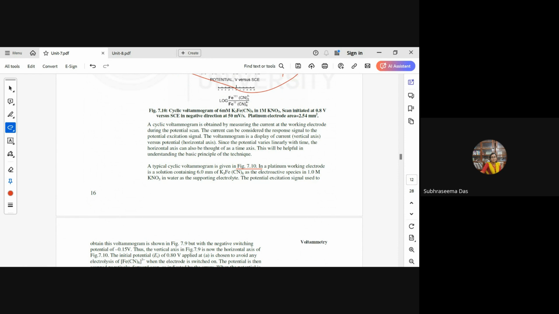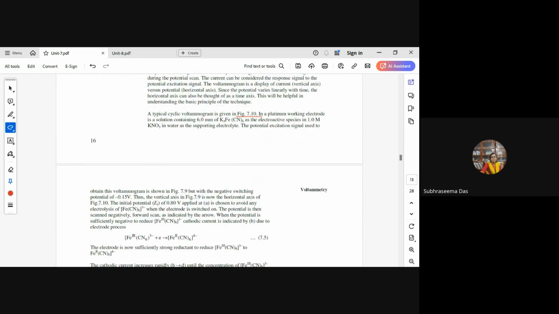Here the potential excitation signal used to obtain the voltammogram is as in figure 7.9, but with the negative switching potential. The initial potential is chosen in such a way as to avoid the electrolysis of the ferricyanide ion when the electrode is switched on. The potential is then scanned negatively, which is called the forward scan.